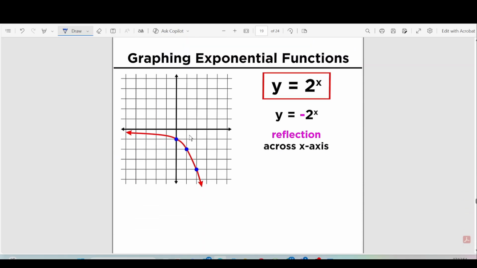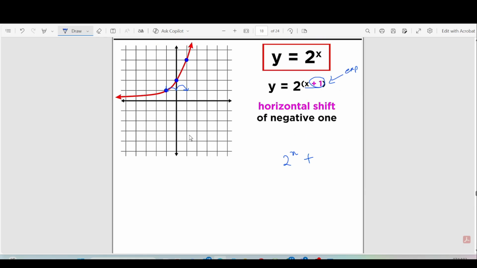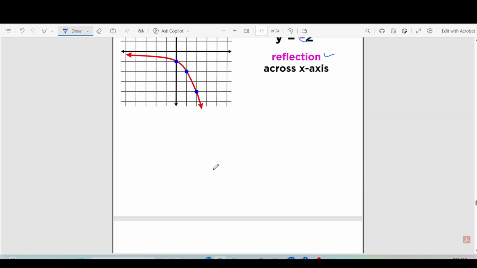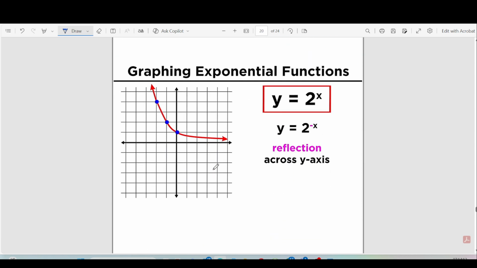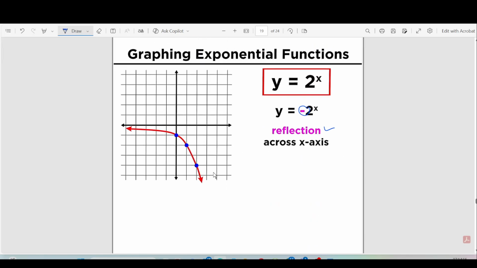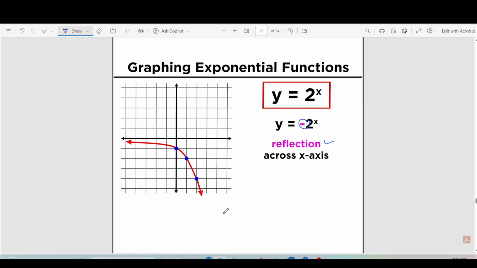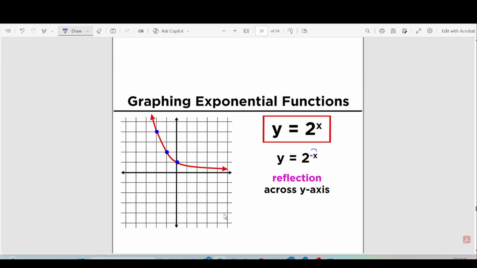If there is a negative sign, it is a reflection across the x-axis. y equals 2^x is like this, right? If we reflect it across the x-axis, it will go like this. So if it's negative 2^x, it's a reflection and it goes below the x-axis. This is the main function. If you reflect across the x-axis, this is how it looks. If the exponent is negative, like 2 to the power negative x, then it is a reflection across the y-axis.